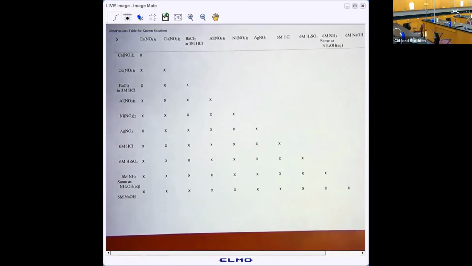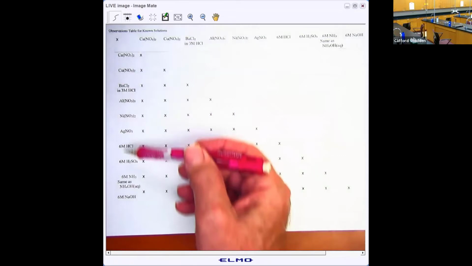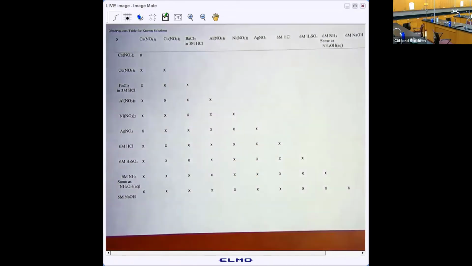There's also one of our knowns has a distinctive odor, and that's ammonia. So we want to note that as well, because when you guys do the unknowns, it's real easy to pick out the one with the color and also the one with the odor. So there's 3 of them of this list that you can determine just by direct observation of the solution.